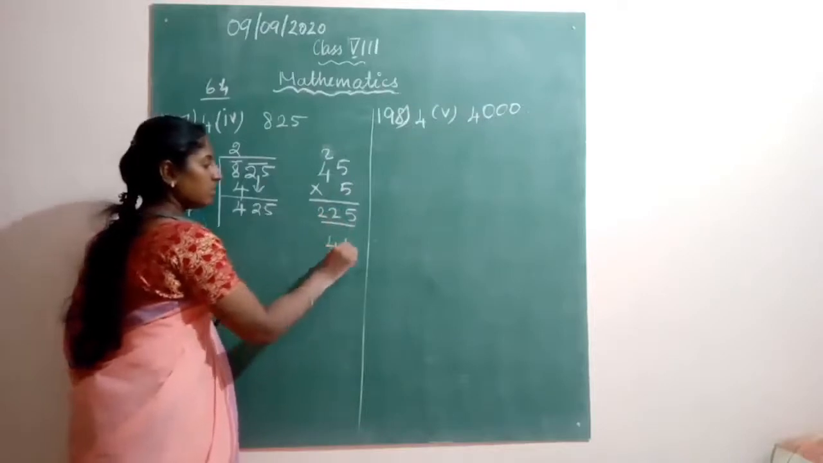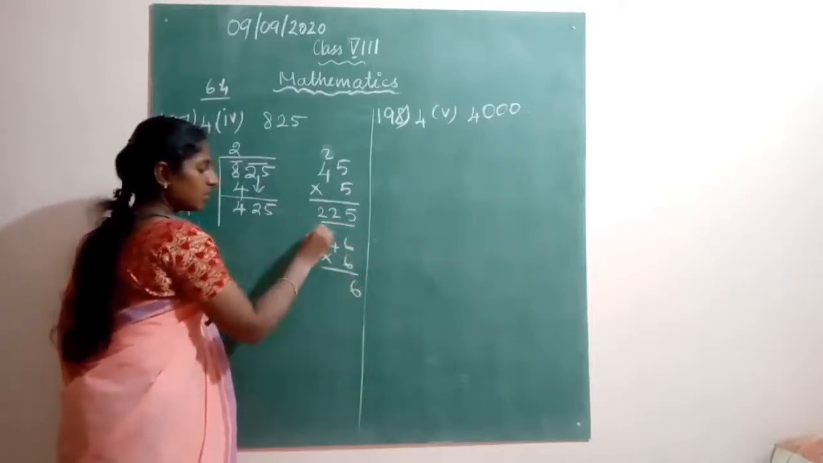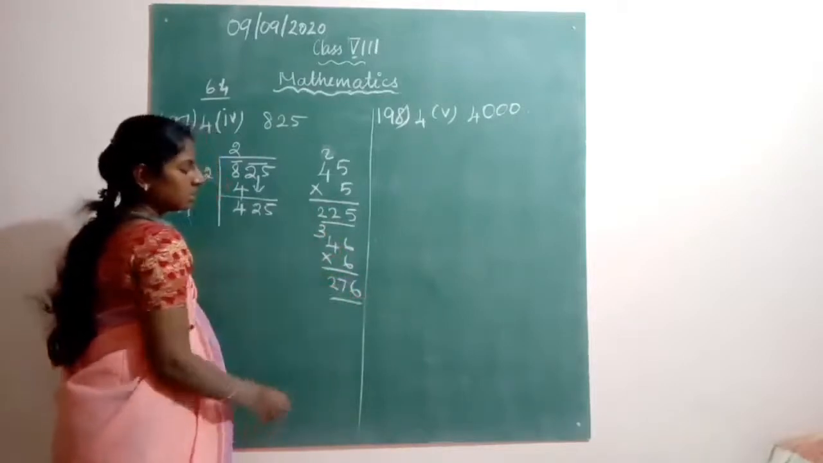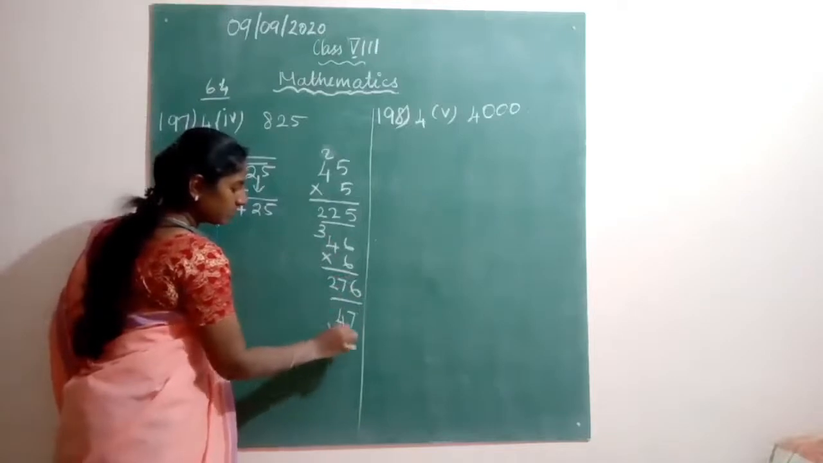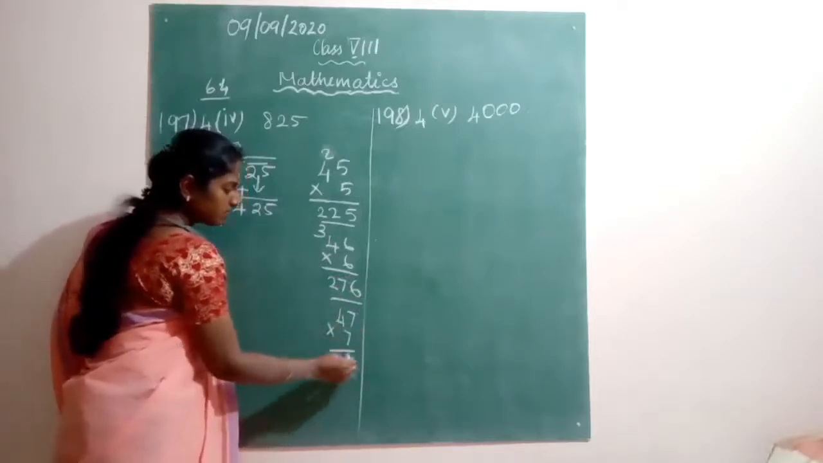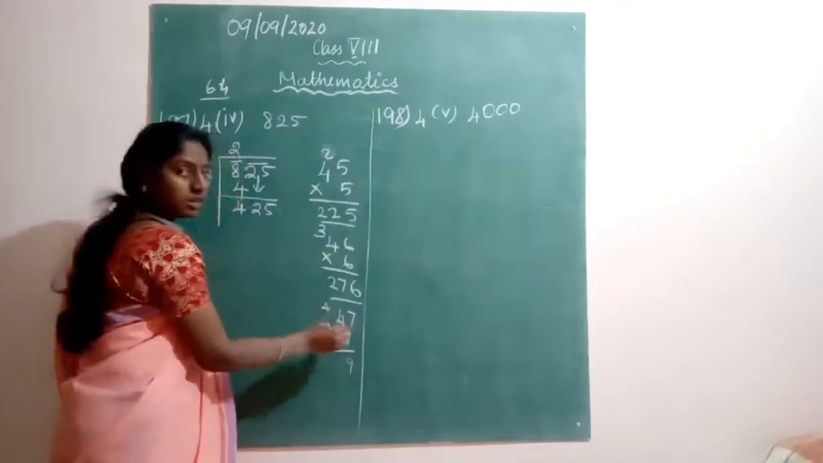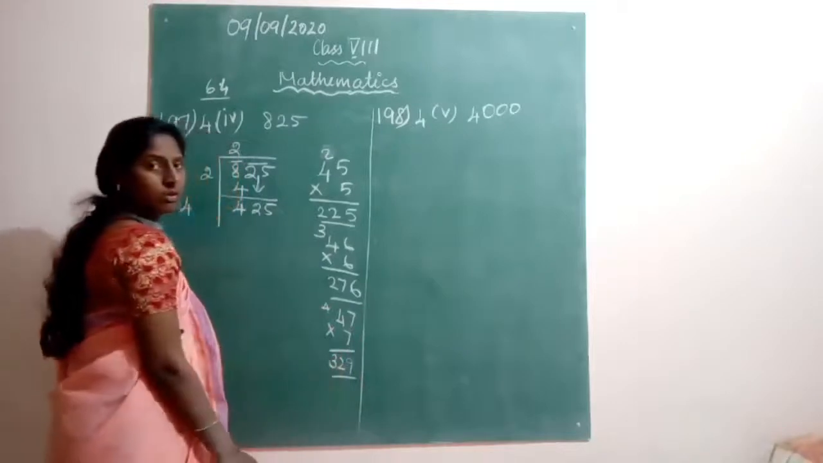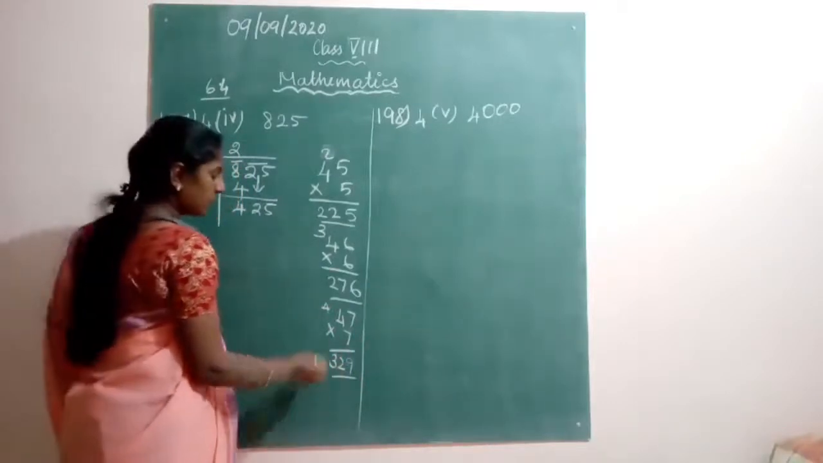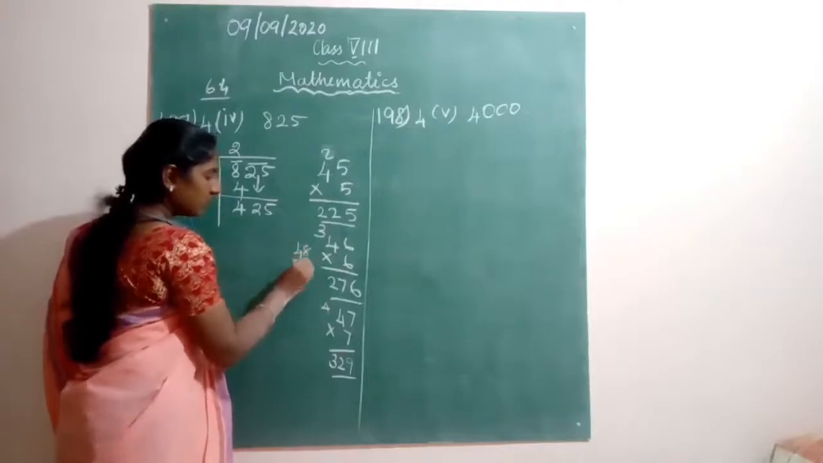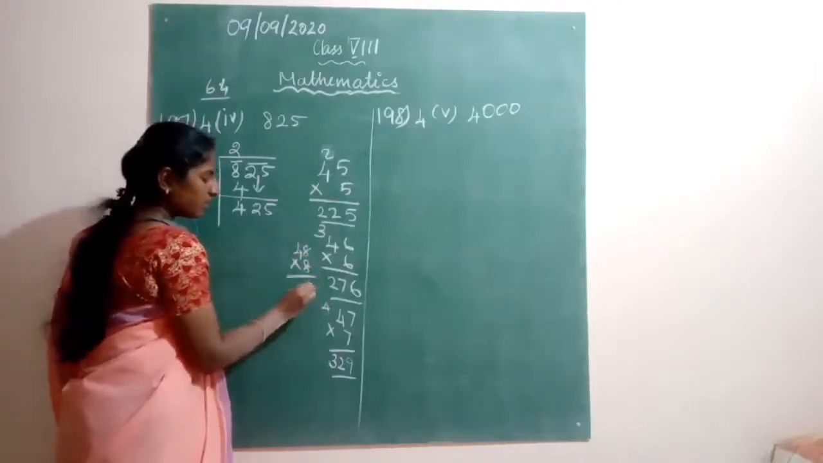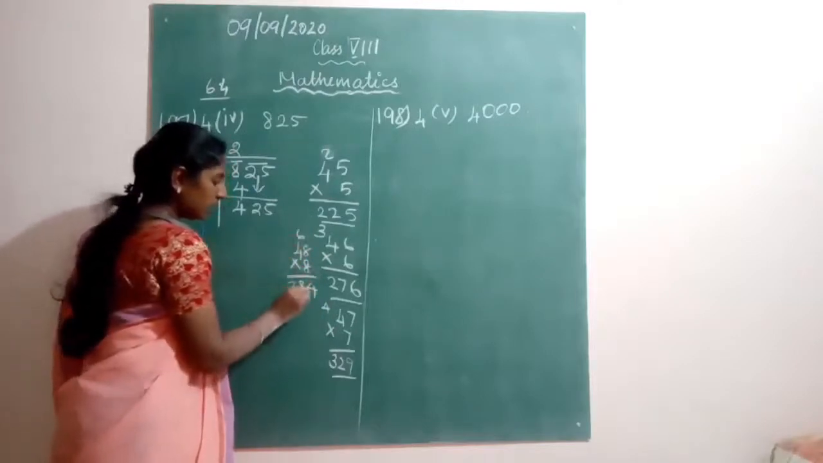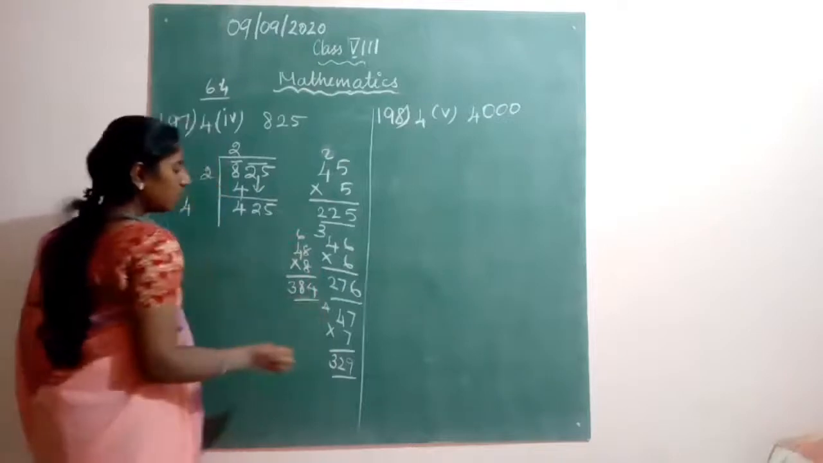Okay, check it for 46 into 6. 6 6s are 36. 6 4s are 24. 24 plus 3, 27. Okay, 47 into 7. 7 7s are 49. 7 4s are 28. 28 plus 4, 32. Okay, next check it for 48 into 8. 8 8s are 64. 8 4s are 32. 32 plus 6, 38.